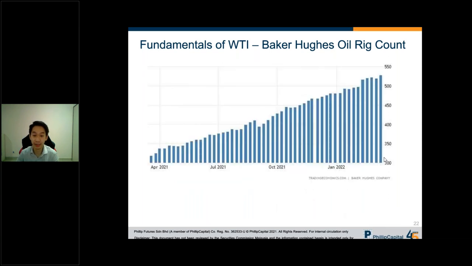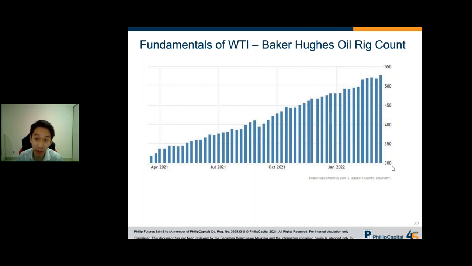Okay, this is the oil rig count. We can see the trend is going higher and higher over a period of around one year. You can see the trend is going higher, and that's why WTI prices keep on going up. Previously, last year around this time, it was around 30-40 USD. Now it's already gone up to 100 plus USD.